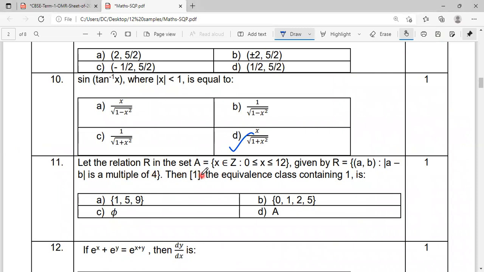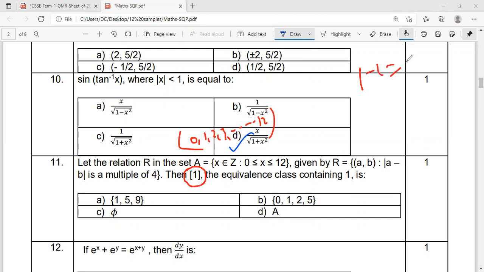Now, if the relation R in the set A, and so on, is such that A minus B is a multiple of 4. Now, the equivalence class containing 1. See, mod of A minus B is a multiple of 4. Now see, in the set A, we have the numbers starting from 0, 1, 2, 3, and up to 12. Among these numbers, what are the numbers which, when subtracted from 1, are divisible by 4?